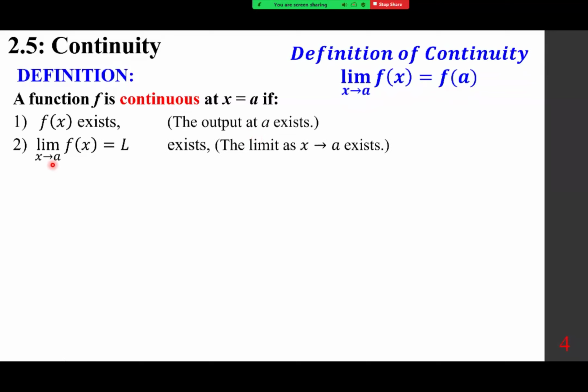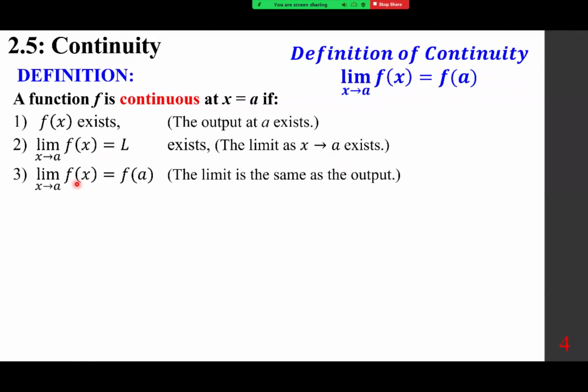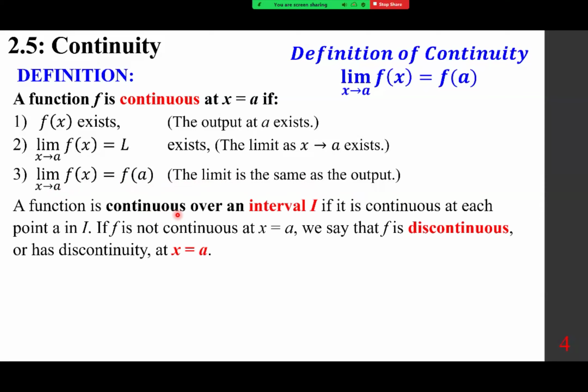Number two, the limit of f of x as x approaches a equals L. That exists. The limit as x approaches a is also there. Now, the two are identical. The limit of f of x as x approaches a and f of a, the limit is the same as the output. That is the definition of continuity. A function is continuous over an interval I if it is continuous at each point a in I. If f is not continuous at x equals a, we say that f is discontinuous or has a discontinuity at x equals a.